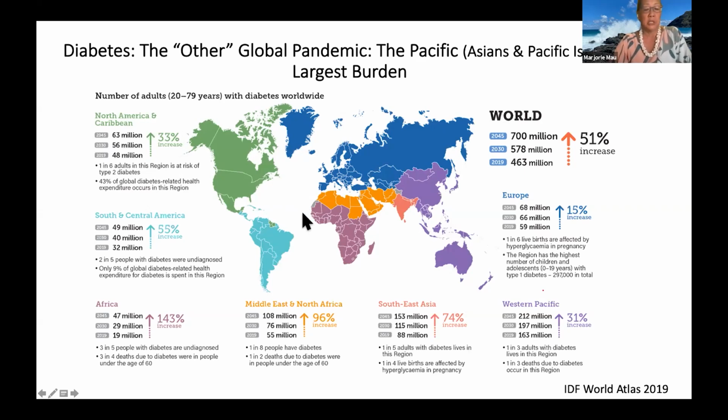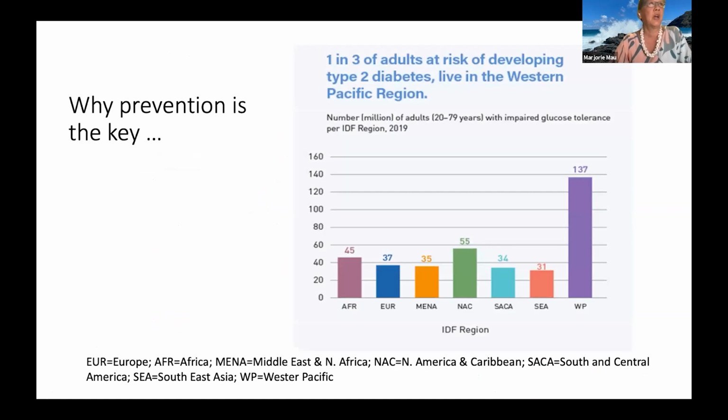This is data from the International Diabetes Federation World Atlas. And you can see that it's predicted that there'll be a 51% increase in diabetes in the world by 2045. I want to focus on the Western Pacific, which is a single area that has the highest number of diabetic individuals predicted in 2045, but also measured in 2019. And this is expected to increase by 30% by 2045.